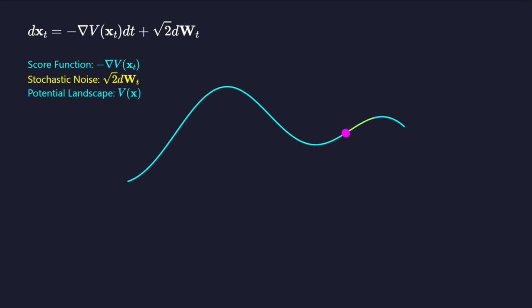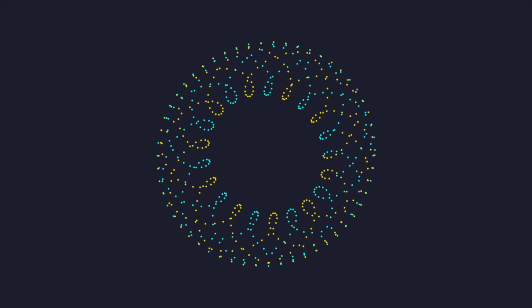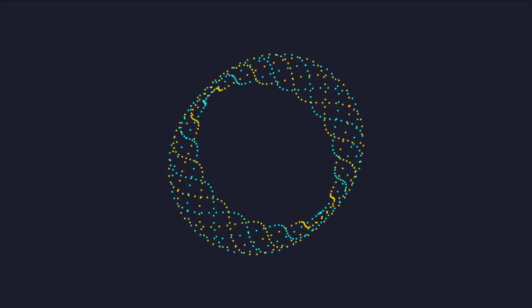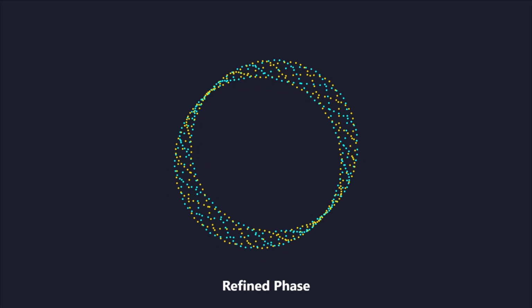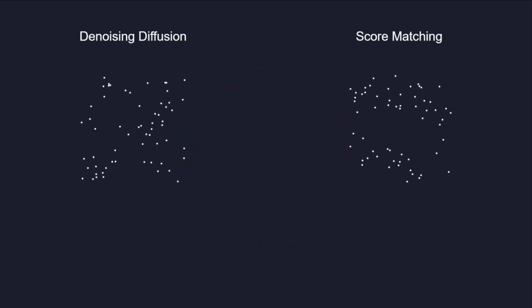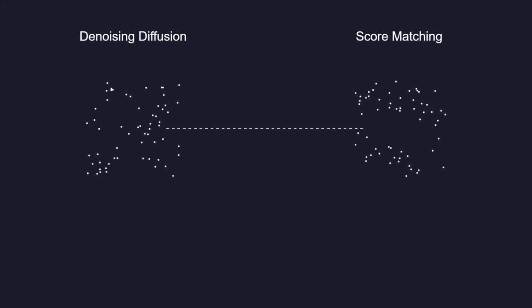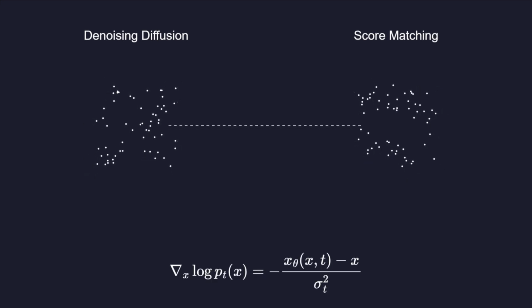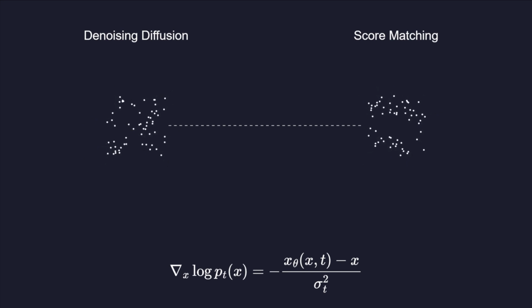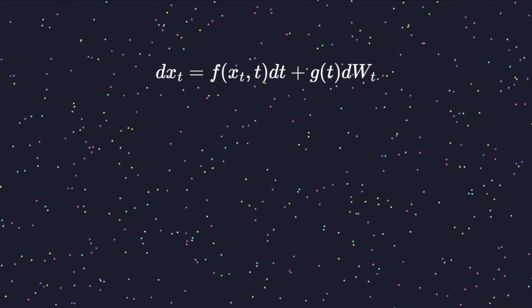Sampling is performed using Langevin dynamics. This stochastic process combines the score function with added noise to explore the probability distribution without getting stuck in local minima. Multiple noise levels are used to handle the entire space. Large noise levels help capture the global structure, while low noise levels refine the fine details of the image. Denoising diffusion and score matching are mathematically equivalent under specific conditions. Both frameworks optimize the same underlying objective of reversing a stochastic degradation process.